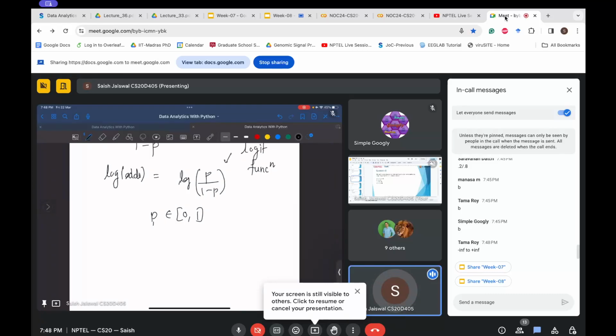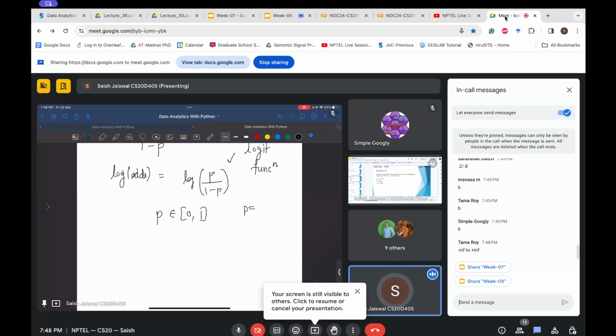So when the value of p is 0, p upon 1 minus p will be 0, and when the value of p is 1, this will be infinity. So if you see the log function, it looks something like this. As you tend to 0, it goes to negative infinity, and as you tend towards infinity, it also tends to infinity. So the answer is minus infinity to plus infinity.